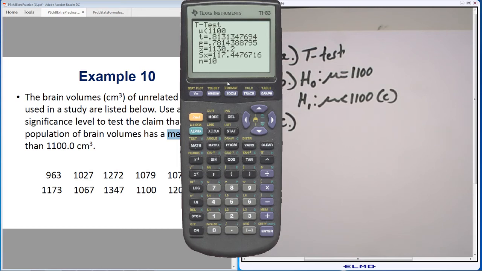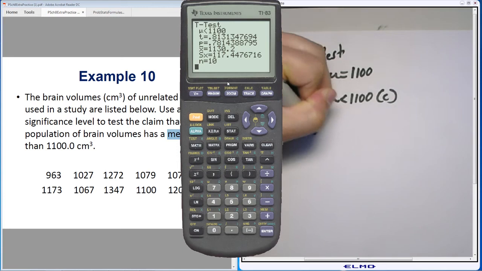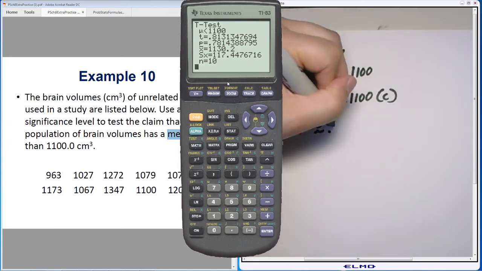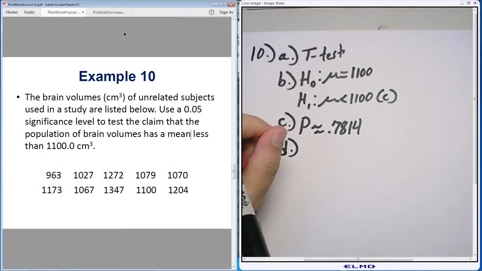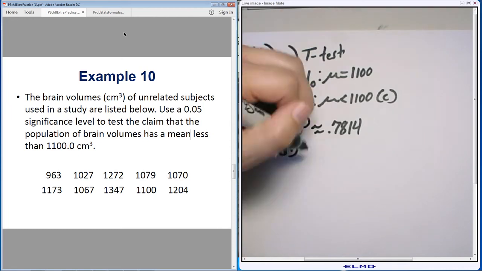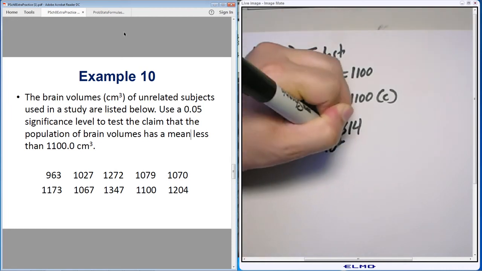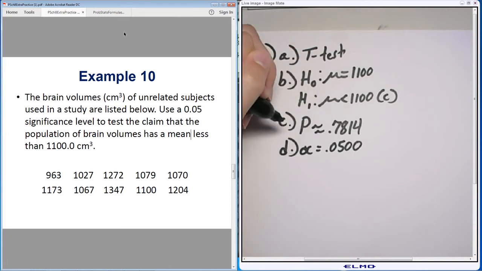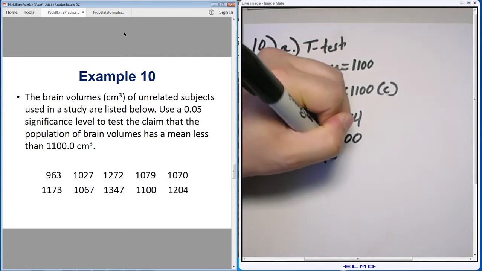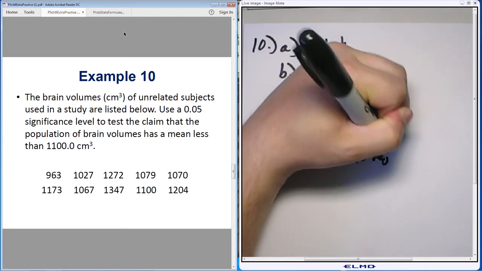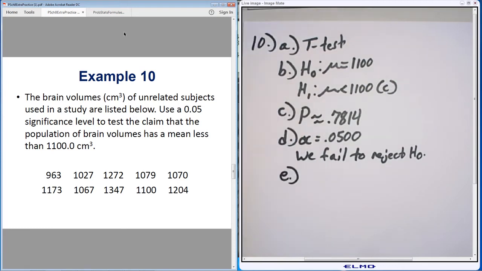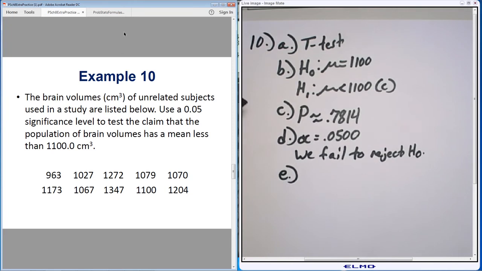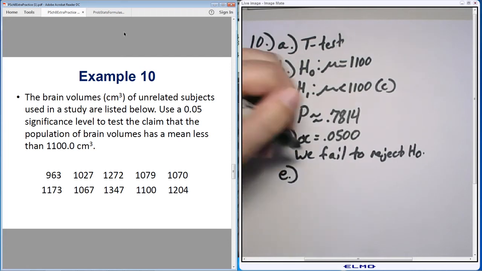Once it does its thinking, I get the p-value of 0.7814. Next step, decide. Compare that to alpha. Alpha is 5% in this problem. P is bigger. When P is bigger, we fail to reject the null hypothesis. Next thing to do is to interpret. All right, in this case, since we failed to reject, there's not enough evidence.